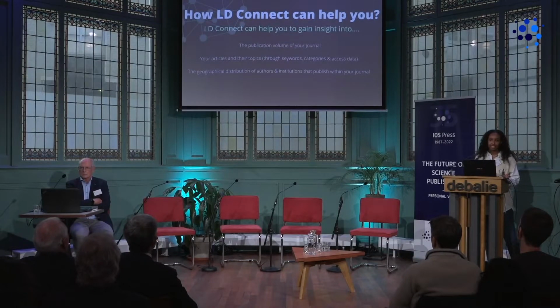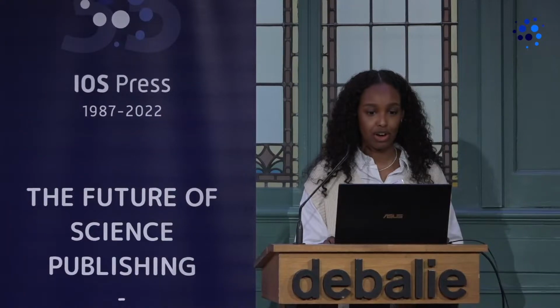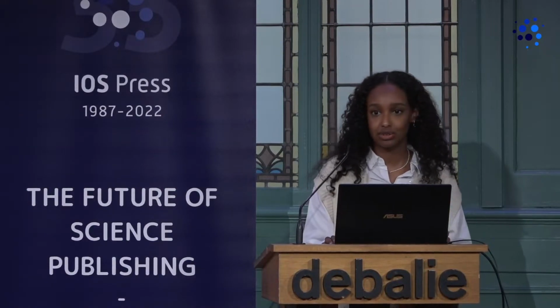So you're probably wondering, how can LD Connect help you? It can help you to gain a lot of insight about the publication volume of your journal, about your articles, so their topics through the keywords and the accessibility data, but also about the geographical distribution of your journal, so you learn about the institutions and the authors' locations. So this is kind of it, and now we're moving on to the interactive visuals that we created.